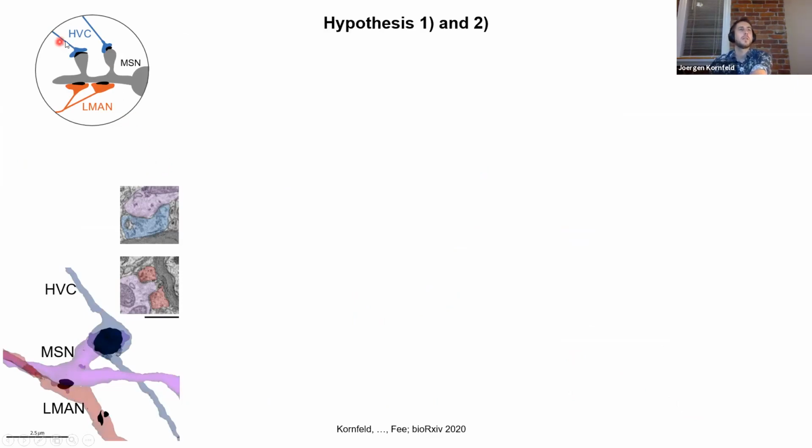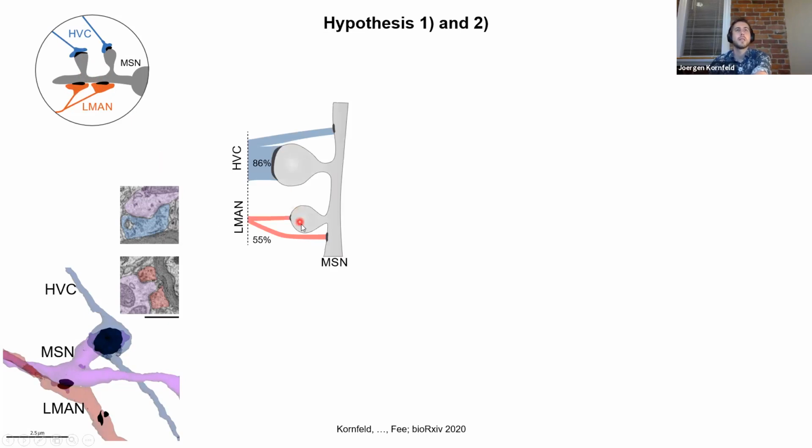So to test whether the HVC, so the context synapses, terminate on dendritic spines and the action synapses on dendritic shafts. And it turns out that this is true. The vast majority of HVC synapses terminated on MSN dendritic spines as predicted by the model, while there's a slight majority for the Elman synapses.